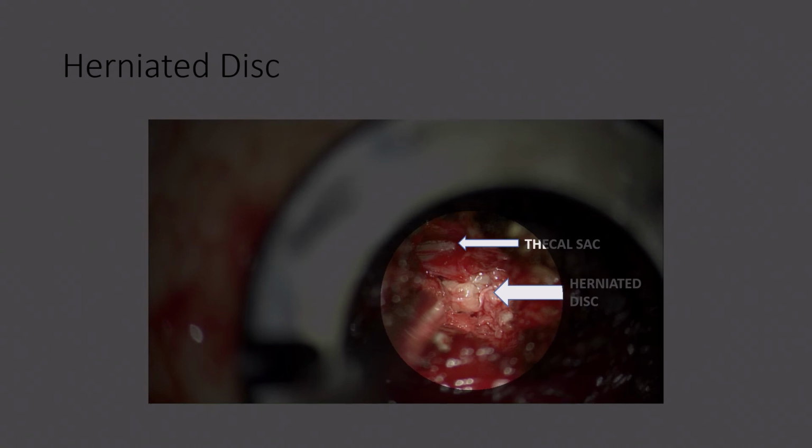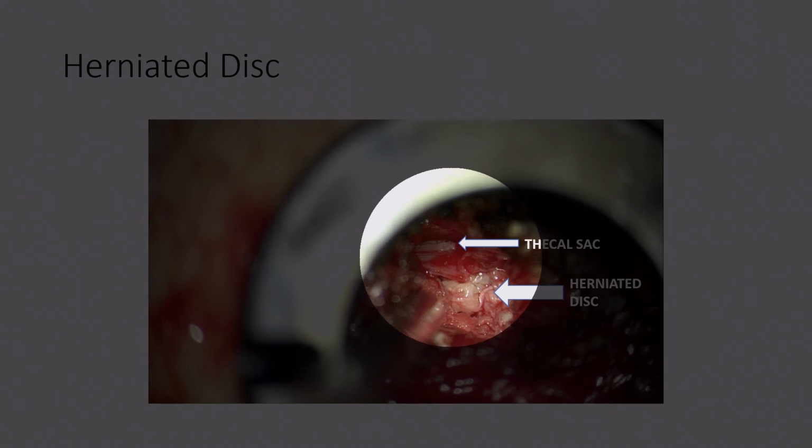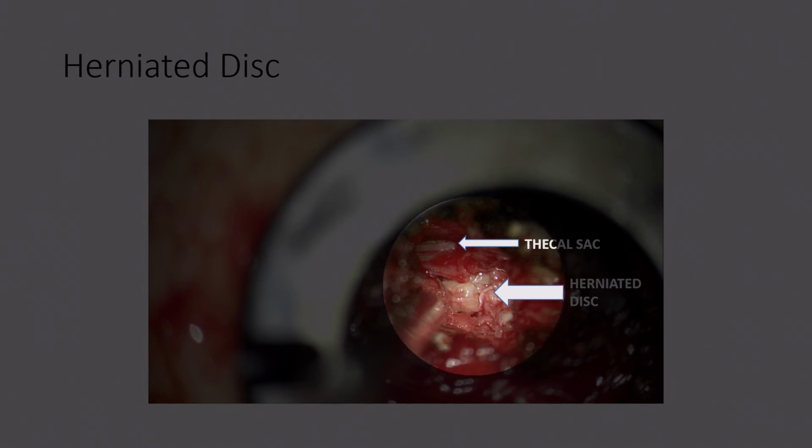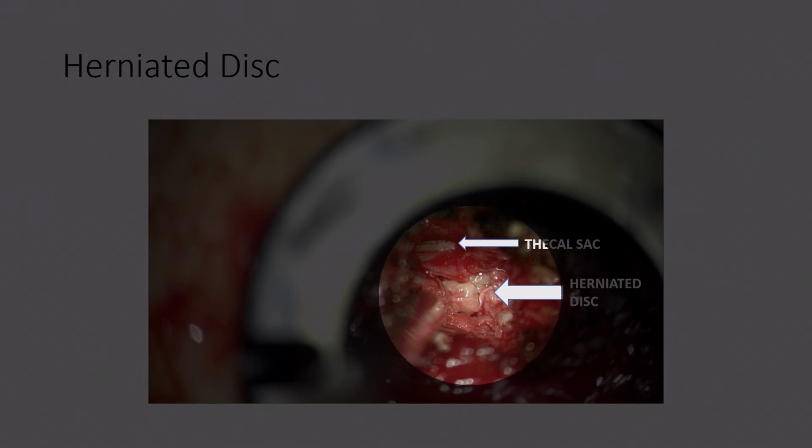And now what you can see is up here, the narrow arrow is pointing to an area called the thecal sac, which contains the nerves that run in the spinal canal. This was the area that we saw on the MRI pushed over to one side. And then the larger arrow points to the actual disc herniation, which has the consistency of crab meat. So at this point, I started removing this disc herniation.